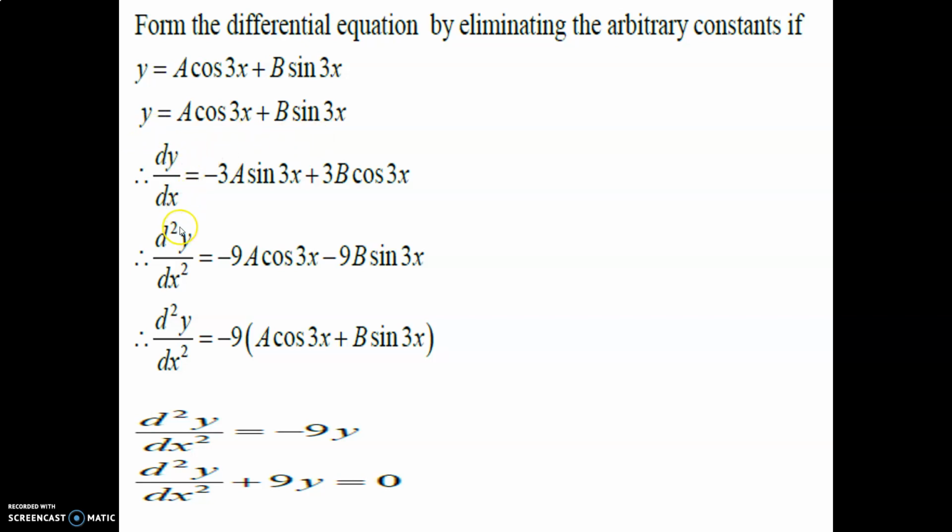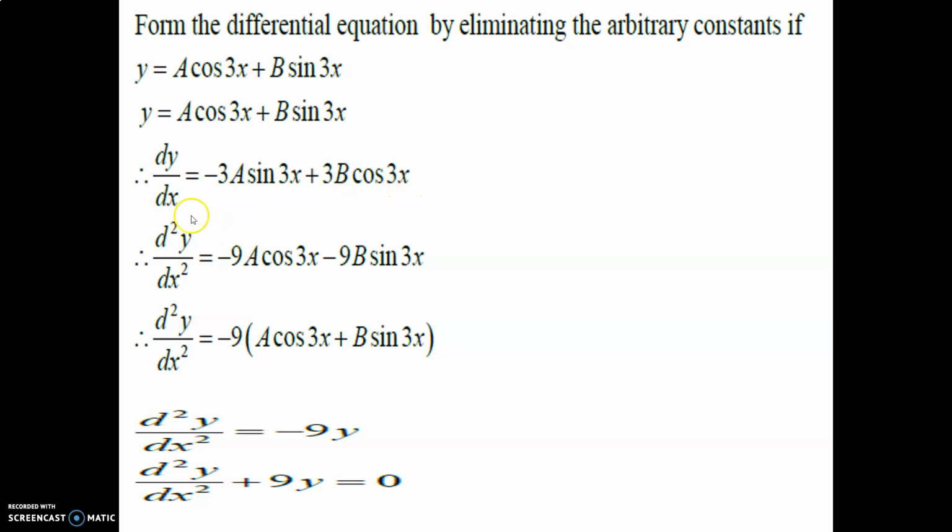Therefore, dy by dx is equal to, what is the derivative of cos x? It is exactly minus sin x. But what is the derivative of cos 3x? It is minus 3a sin 3x. What is the derivative of sin 3x? Yes, it is exactly cos 3x into 3. So, we have to use the derivative formula here. dy by dx equal to minus 3a sin 3x plus 3b cos 3x.